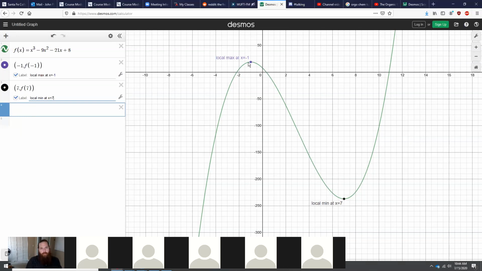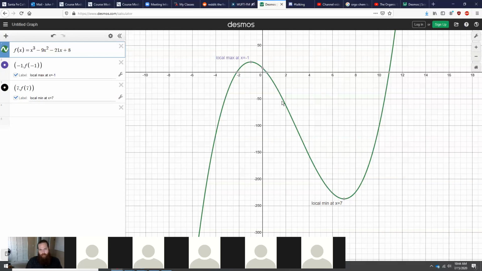And you see everywhere to the left of this guy, we're increasing, increasing, increasing. And then at this point, we turn around and we're decreasing, decreasing, decreasing. So anywhere you go from increasing to decreasing has to be a local max. And anywhere you go from decreasing to increasing has to be a local min.